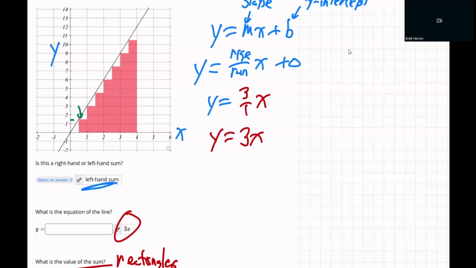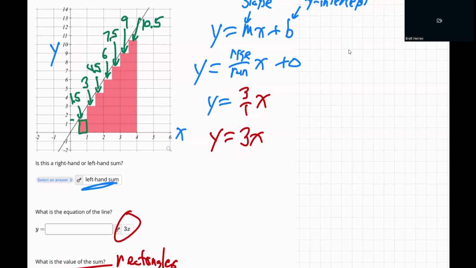This rectangle comes up to 1.5, right? This rectangle comes up to 3. This one comes up to 4.5. This one comes up to 6. This one's coming up to, what is it, 7.5? This one comes up to 9, and this one comes up to 10.5. That's how high they are. But notice each of them only has a width of half a unit.